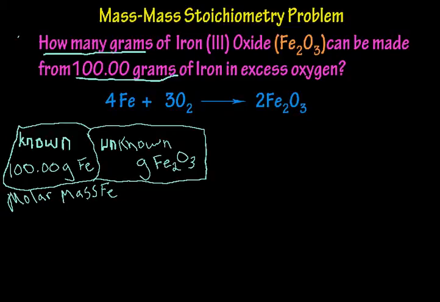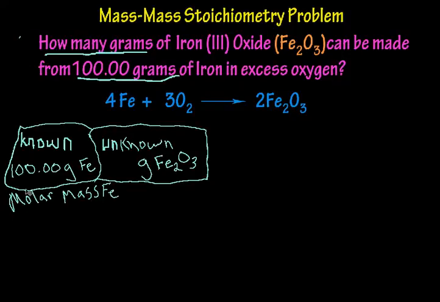So the molar mass of iron, 55.85. What does that mean? 55.85 grams for every 1 mole. Anytime you get the mass of anything off the periodic table, the mass is always for 1 mole. Alright, so we're done with that.